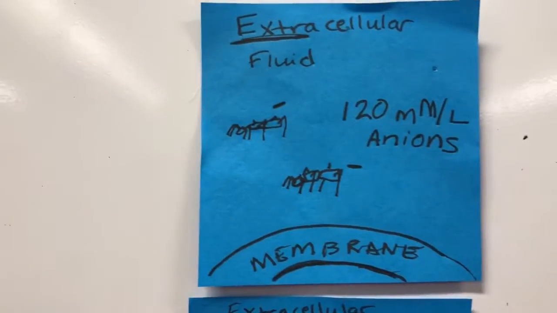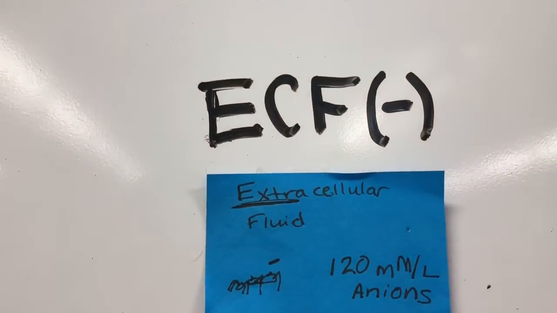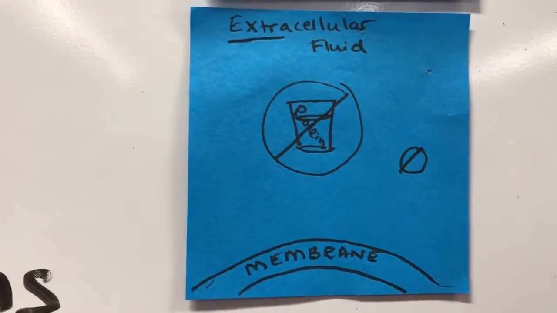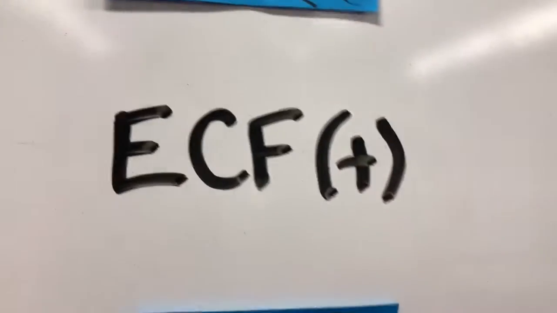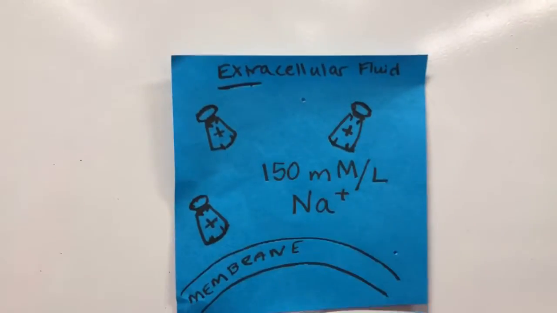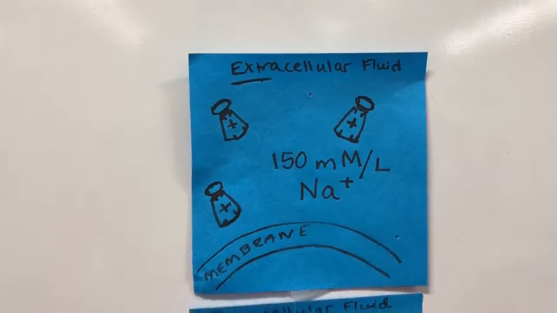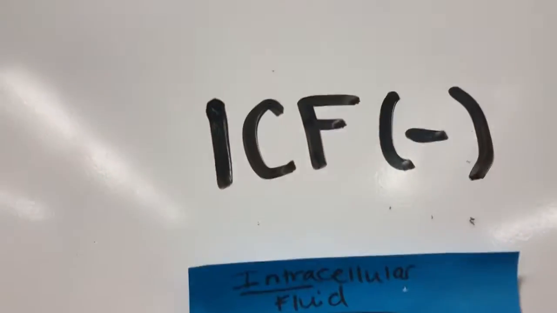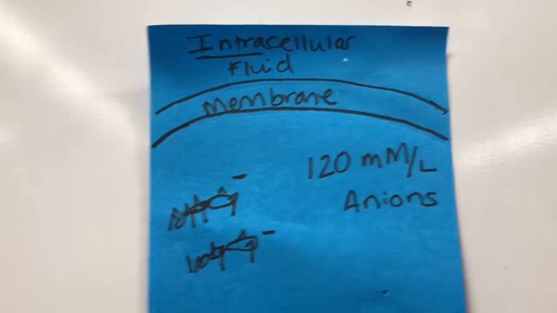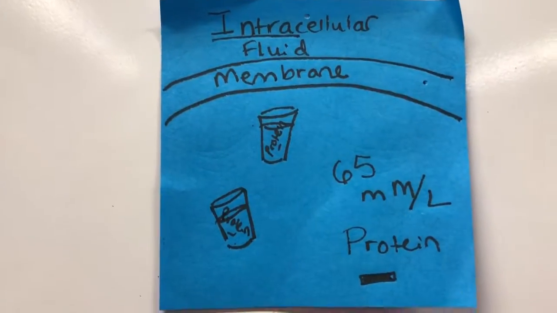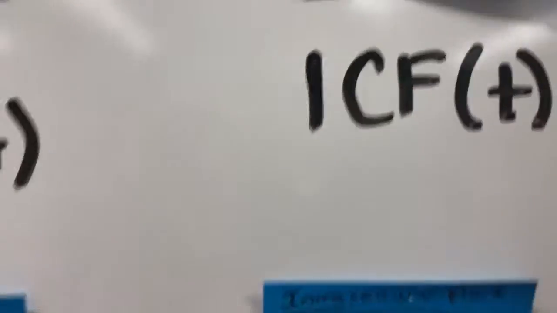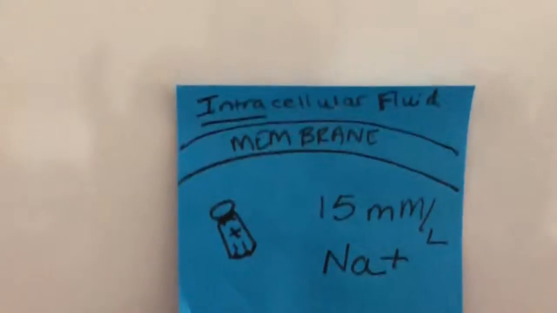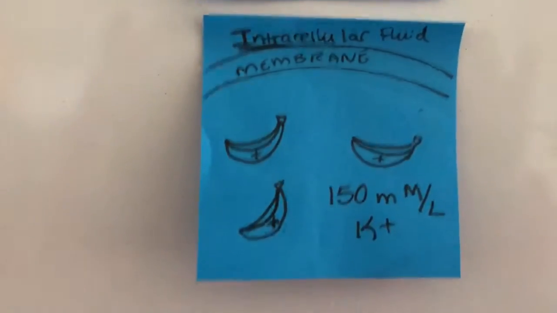Okay, so we've got extracellular fluid that's negatively charged. We've got our anions. We don't have any protein in our extracellular fluid. What's positive? Got our cations, sodium and potassium. Okay, intracellular fluid, what's negative? We've got our anions again, and then we've got protein, which is negative. Intracellular fluid, what do we have that's positive? We've got sodium, and we've got our potassium.